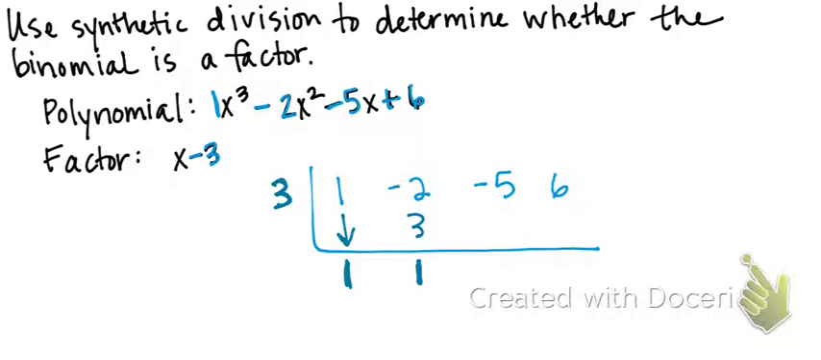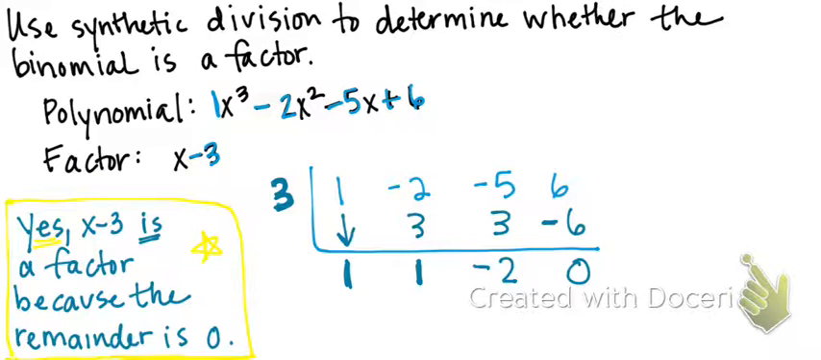And then again, you multiply this by 3. And then you add. -5 plus 3 is -2. And then you multiply -2 by 3. And then you add, and you get 0. So since the remainder is 0, then x minus 3 is a factor. So what is x minus 3 being multiplied by to give us this polynomial?